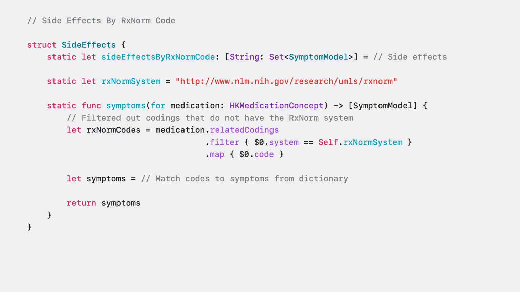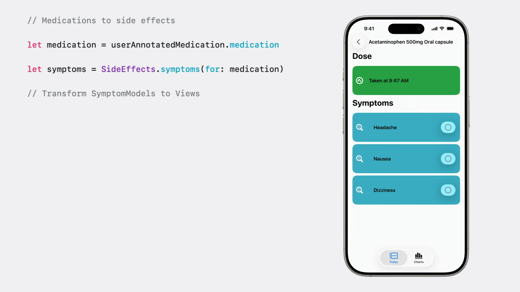I decided to enhance my side effect structure to match the known side effects to a specific medication. The first thing I did was add a constant for the RxNorm system. Then I introduced a function to retrieve symptom types for an HK medication concept. This function matches a medication's RxNorm codes to symptom models using the data from my static dictionary. I used the side effects static function to fetch all the associated symptoms for the medication and then displayed them in the medication detail view.